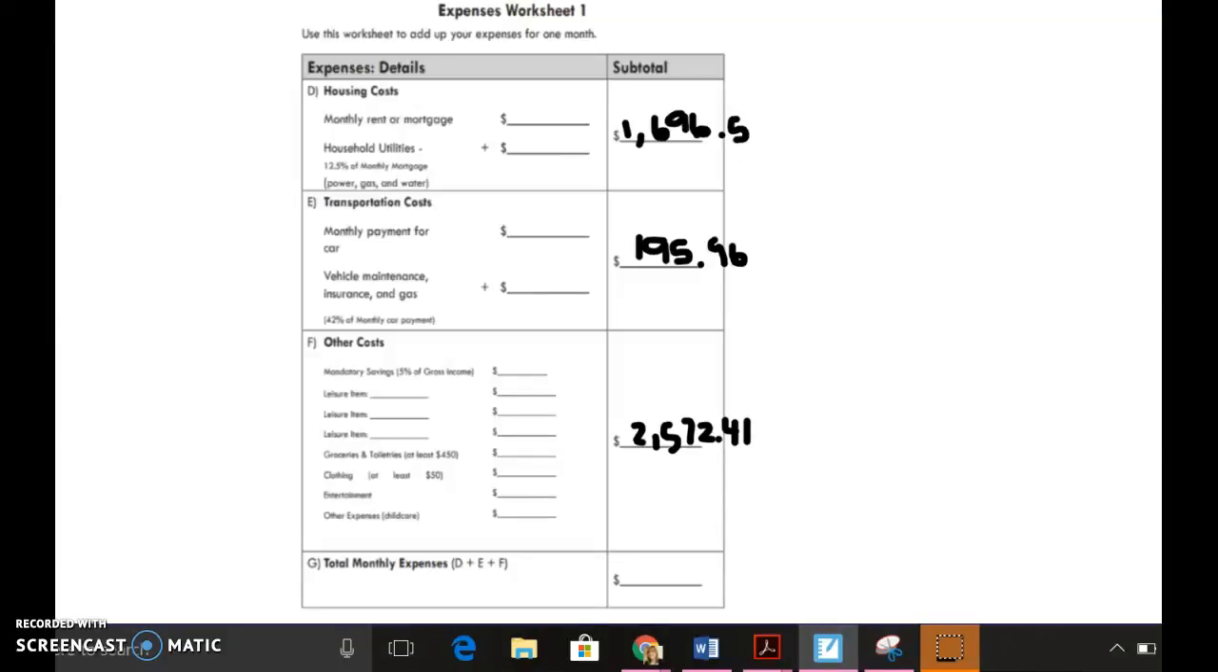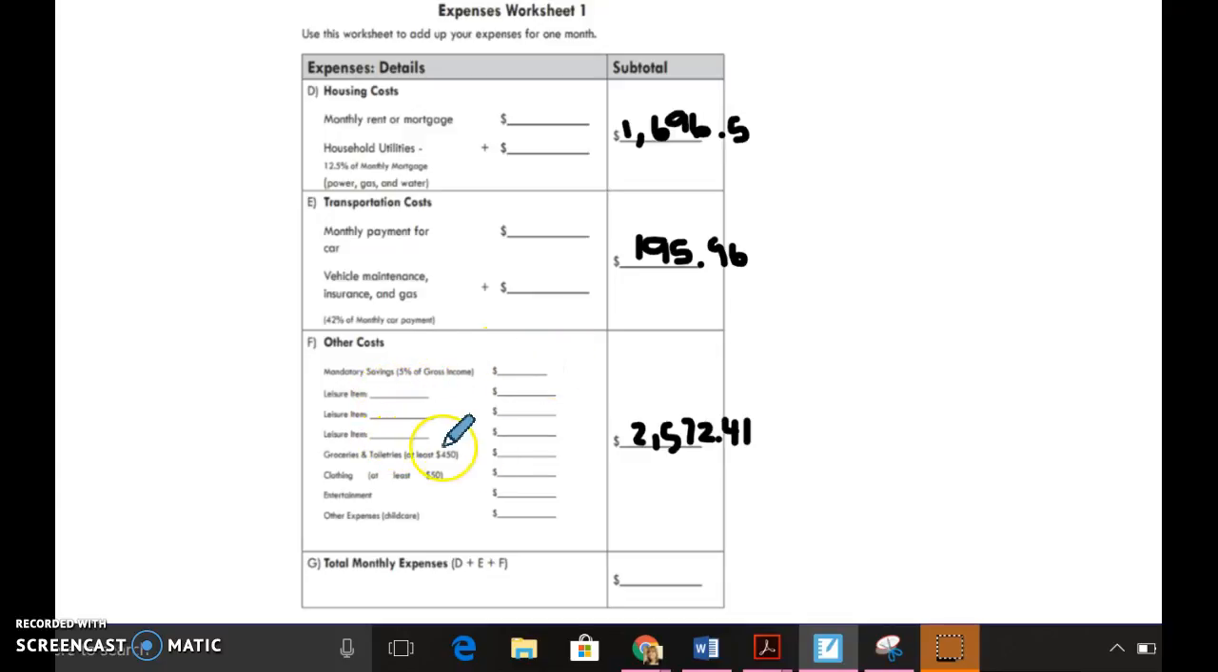So when you get to part G at the bottom, you've done your housing, you've picked your house with your mortgage, you've done 12.5% for the utilities, added that together, you have your total. Transportation, you've chosen your car, new or used, 42% of that. For the maintenance and insurance, you added that together, you have your transportation total.